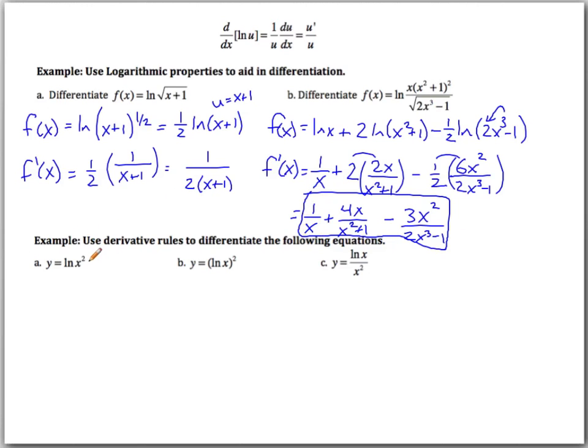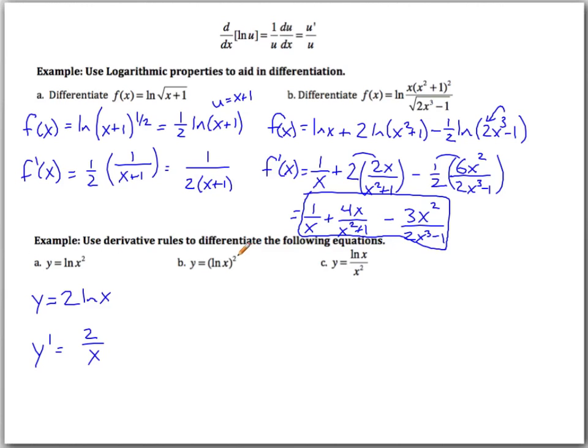All right, we just want to do a couple more examples here using derivative rules to differentiate the following equations. So it's really just seeing how we can see natural log function in some of these other functions. So this would be the natural log of x squared, and so we would have to use our properties first and get 2 times the natural log of x, and then take the derivative, which would just be 2 over x.